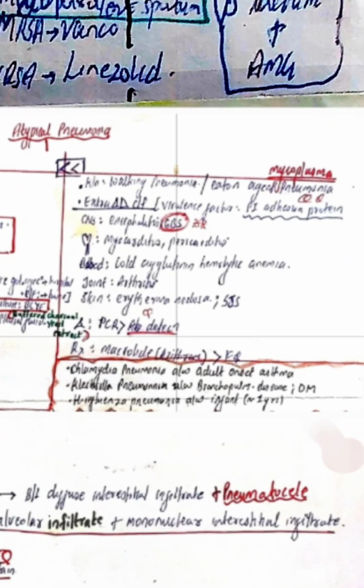Okay, just see. Chlamydia pneumoniae is associated with adult onset asthma. Suppose I have asthma and I have suffered pneumonia, so most probably I am infected with Chlamydia. Klebsiella pneumonia is associated with bronchopulmonary disease and diabetes. The Klebsiella buzzword will be fissure, right upper lobe consolidation, and in the background there will be diabetes or bronchopulmonary disease. Haemophilus influenzae pneumonia generally affects infants. Okay.